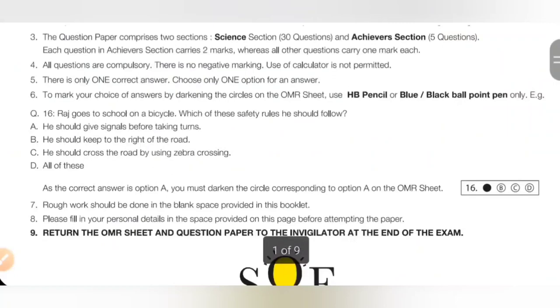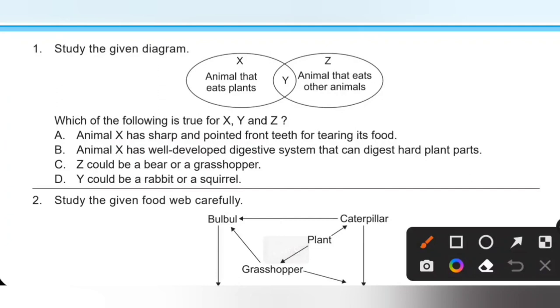First one, study the given diagram. X, animal eats plant. So X is a herbivorous. Z, animal that eats other animals. So Z is carnivorous. Y is an animal that eat both plants and animals. So Y is omnivorous. So we know herbivorous have sharp and broad front teeth for biting grass and leaves. Grasshopper and rabbit are herbivorous. Bear and squirrel are omnivorous.